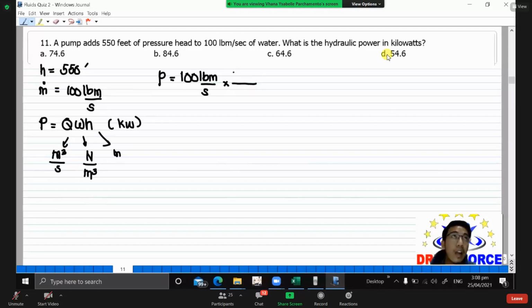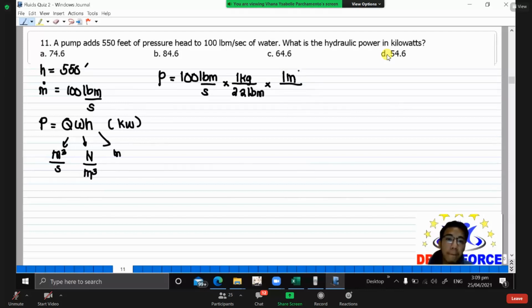Kilograms muna. Pound mass, gawin natin siyang kilograms, then gawin natin siyang cubic meter. Meron siyang conversion. Okay, so in 1 kilogram, meron tayong 2.2 pound mass. And also in 1 kilogram, yung conversion natin dito into liters, cubic meters na lang kasi cubic meters pala. Pwede naman na siyang idiretso.